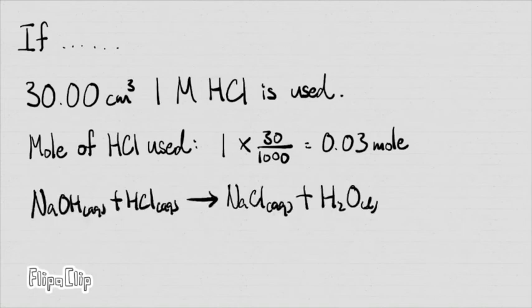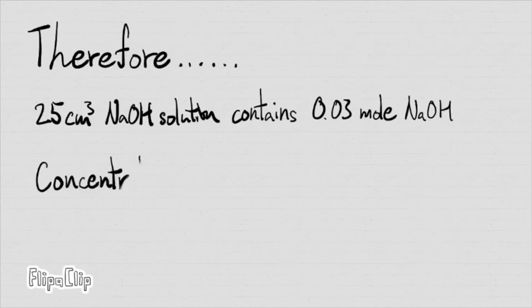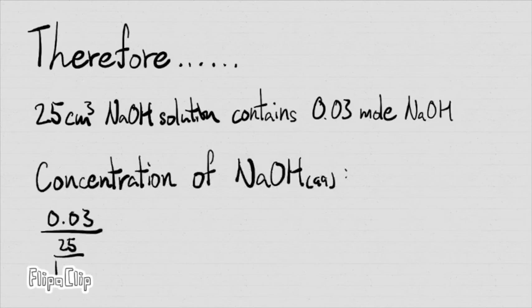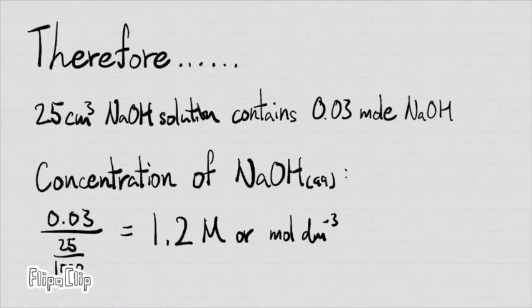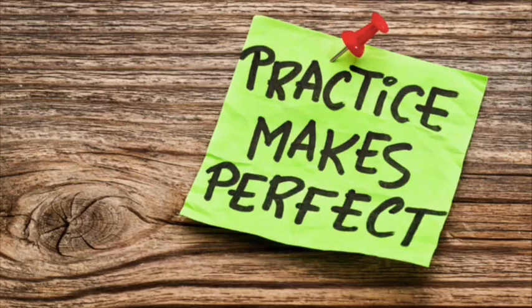Since the mole ratio between sodium hydroxide and hydrochloric acid is 1:1, it indicates that 0.03 mole of sodium hydroxide reacted. Therefore, 25 cm³ solution contains 0.03 mole sodium hydroxide, and the concentration of the solution will be 1.2 M. If you think titration calculation is difficult for you, what you need is more practice.